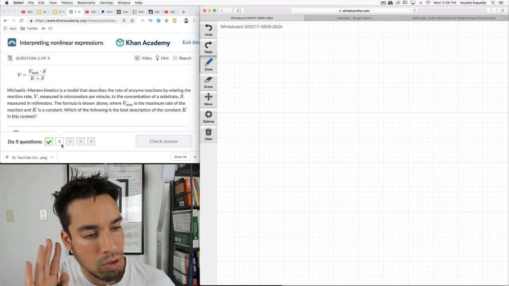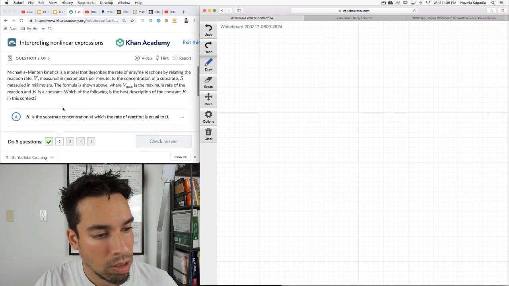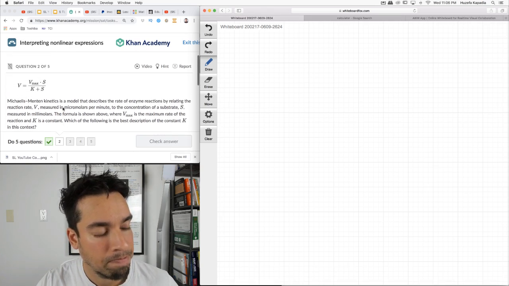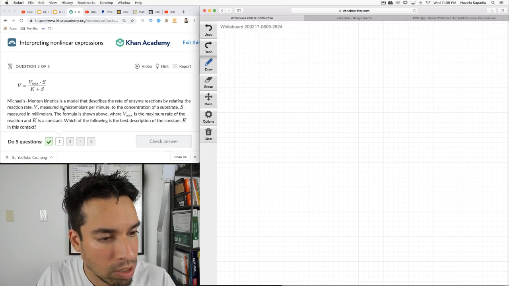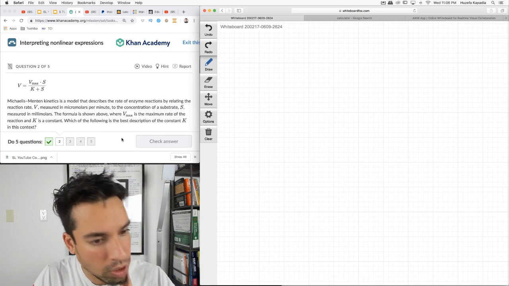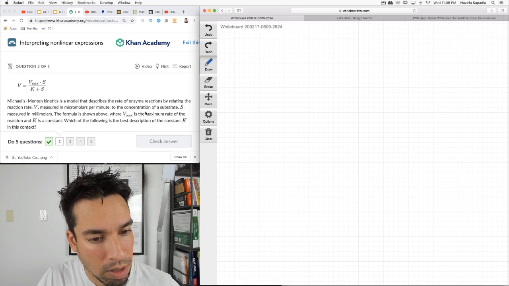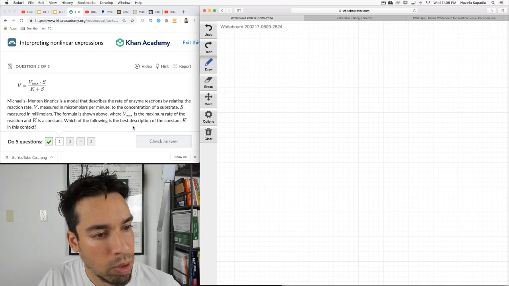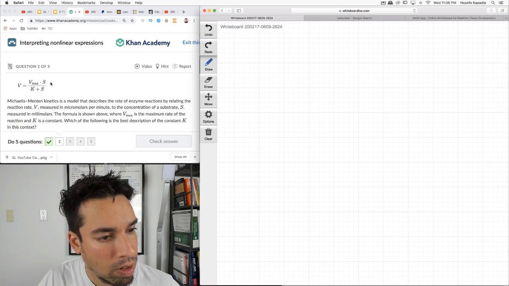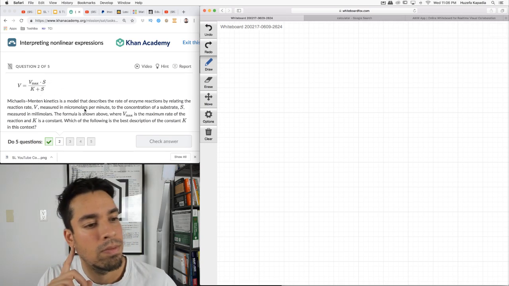Okay, maybe I do need to understand a little bit better because, okay, let's see here. It is a model that describes the rate of enzyme reactions by relating the reaction rate V, so that's my reaction rate, measured in micromolars per minute, to the concentration of a substrate, measured in millimolars. Okay. Reaction rate. The formula is shown above where V max is the maximum rate of the reaction and K is a constant.